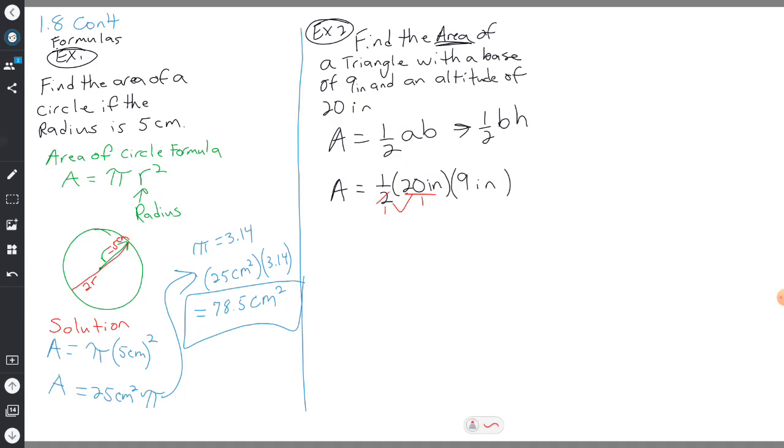Right, 2 goes into itself one time and goes into 20 ten times. So now this looks like 1 over 1, which we don't need anymore because we don't have any other fractions. So it becomes 10 inches times 9 inches.